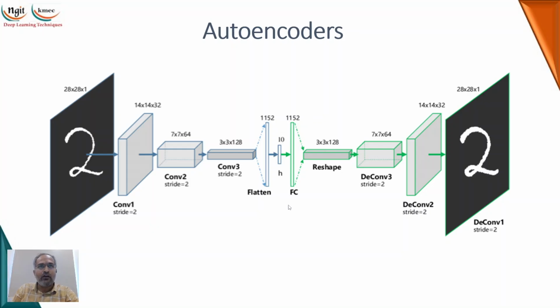So here we have two networks. One is to create the representation vector. Another is to regenerate the image. The network which is used for creation of the representation vector is called the encoder, and the other network, which is regenerating the image, is called the decoder. This combination of the encoder and decoder networks is the autoencoder.